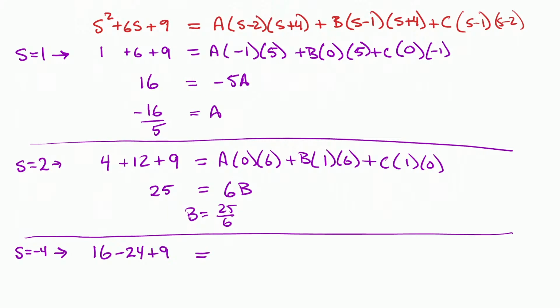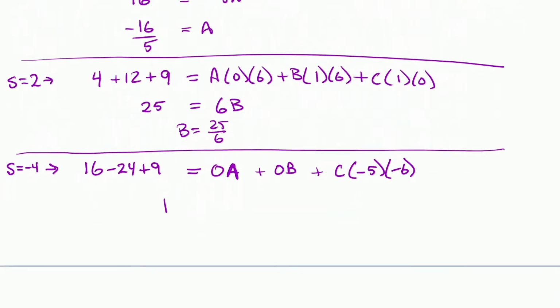So let's see. We know it's going to be 0a and 0b. I mean, that was the whole point, that this would be 0 and this would be 0. So, I mean, just might as well get to the end here. And so then that would give me, let's see, negative 4. So c times negative 5 times negative 6. Does that look right? So I'm just changing all the s's to negative 4s. And then that's going to give me 1 on the left and 30c on the right. So c is 1 over 30.